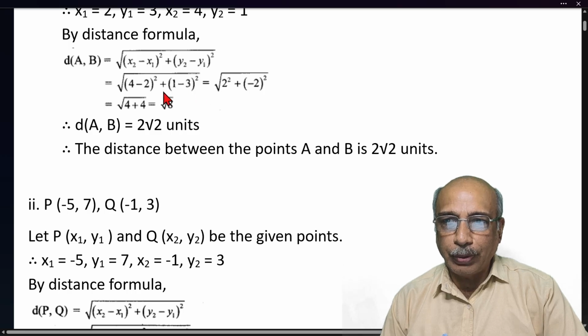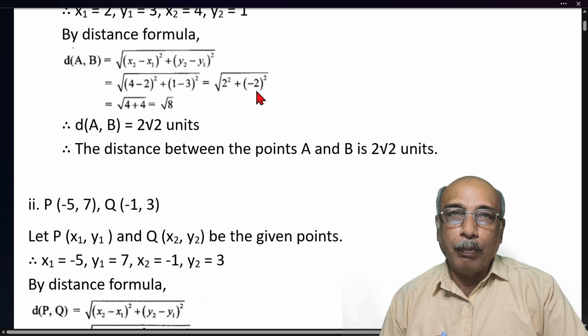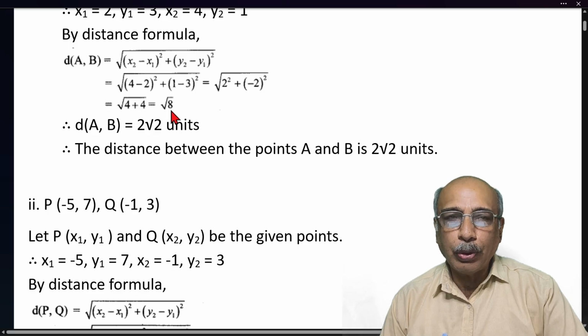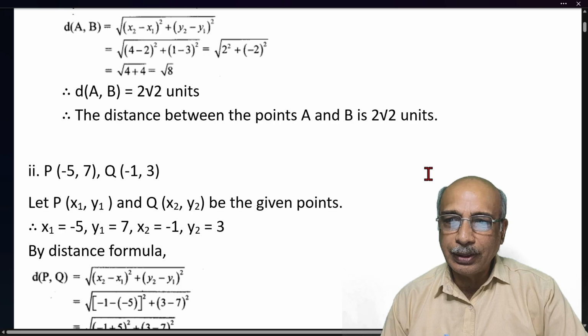whole square equals 2 square plus minus 2 square. 2 square is 4 and minus 2 square is also positive. That is, minus 2 square is plus 4. 4 plus 4, 8, equals root 8. Therefore, distance AB equals 2 root 2 units. Therefore, the distance between the points A and B is 2 root 2 units. Very simple problem it is.